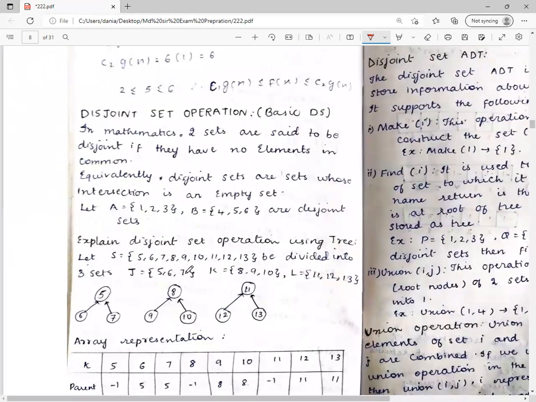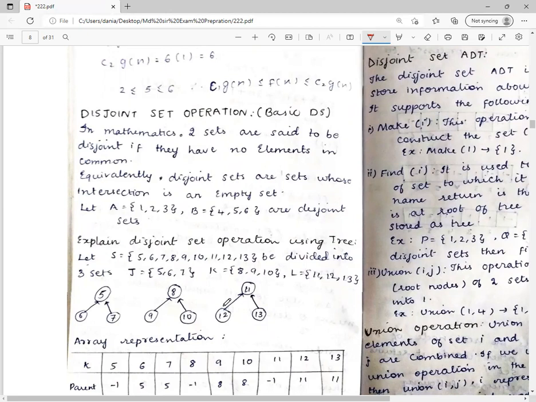Disjoint set operations. In mathematics, two sets are said to be disjoint if they have no elements in common. Equivalently, disjoint sets are sets whose intersection is an empty set. A is equal to {1, 2, 3}, B is equal to {4, 5, 6} are disjoint sets.